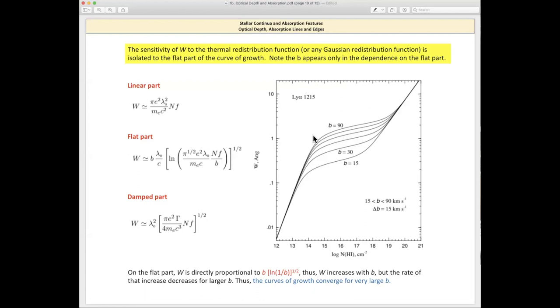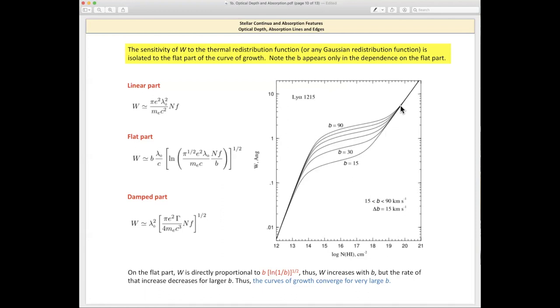But now you understand, now at least functionally, you can understand why these lines flatten and why they converge in Doppler parameter as the Doppler parameter goes up. And that is something important to really understand when you're a spectroscopist about how gas behaves.